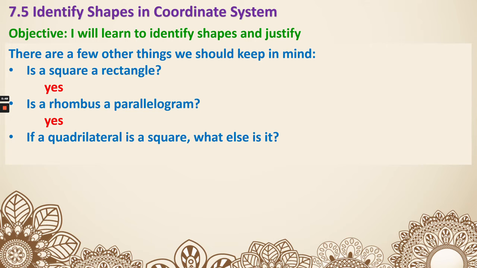The last one, if a quadrilateral is a square, what else is it? A square is a special rectangle, a special rhombus, and of course, it is a parallelogram. So when it's a square, it's actually everything. So these are a few questions for you to keep in mind.